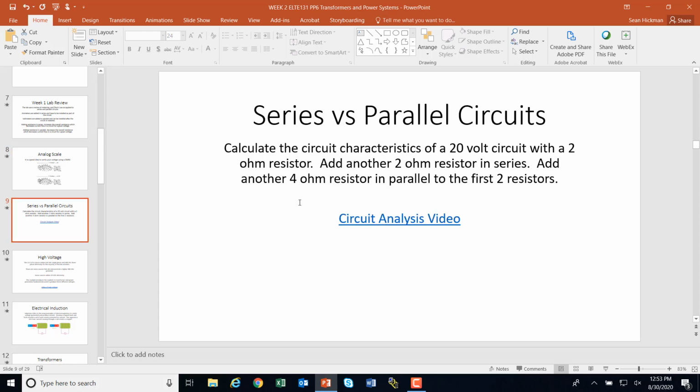Series and parallel circuits. So what we want to do is take a look, just review. We're going to take a 20 volt circuit and take a look at what it looks like with a 2 ohm resistor. Then we're going to create a series circuit, and then we're going to create a parallel circuit. And you're going to fill this out in your lecture worksheet. So you want to go ahead and stop this video and go back to the PowerPoint, and click on the link here and launch this video and fill out your lecture worksheet.